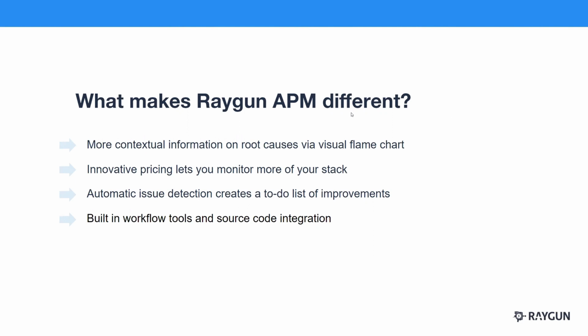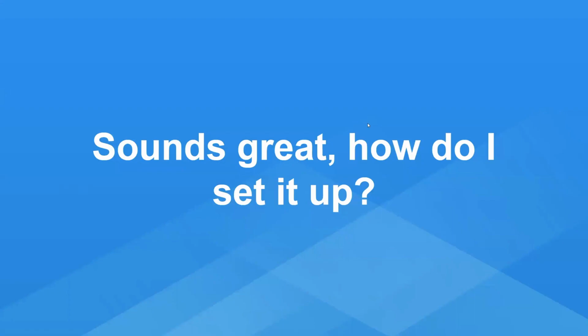Cool. So that's the main bits of my slide deck here. How do we go about setting up Raygun APM? If you're an existing Raygun user of crash reporting or RUM, you're probably familiar with the idea that you integrate a small SDK to start reporting data through. It's a little bit different with APM.